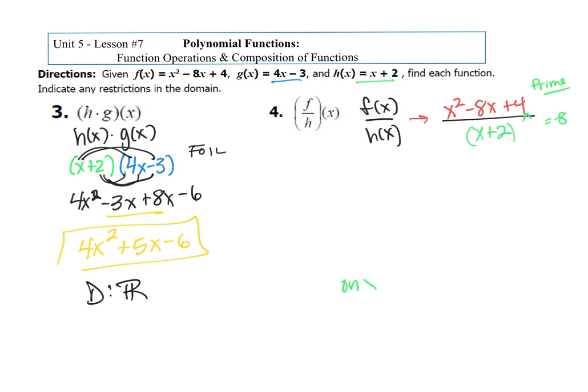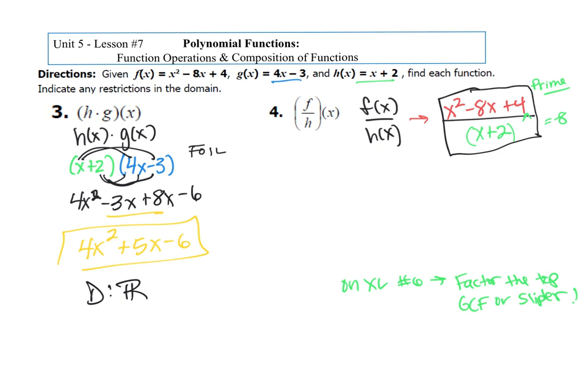Okay, on Excel, number 6, you are going to factor the numerator. So factor the top. And it's either a GCF or a slider factor tree. Okay, and then some part of that will cancel with the bottom. So it's a little bit different than our problem here on number 4. But because the numerator cannot factor, this is as simplified as we can make it. Okay, so that won't happen on the homework. There will be a part to cancel out. I wish I could show that here on these notes.